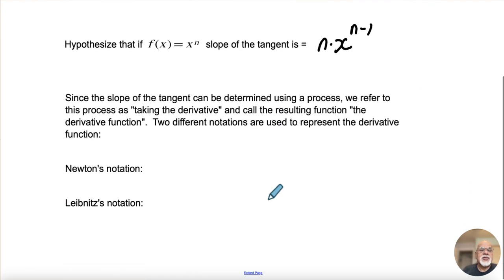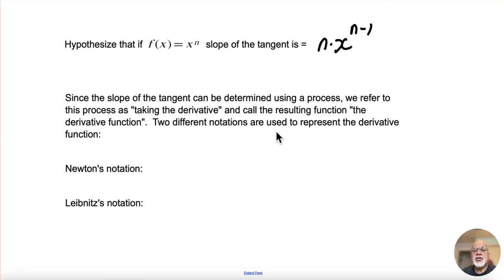Now, since the slope of the tangent can be determined by using a process, as we went through before, and now we found a faster way, certainly, of doing a power function, we're going to refer to this process as taking the derivative. And we'll call the resulting function the derivative function, because it's a function.